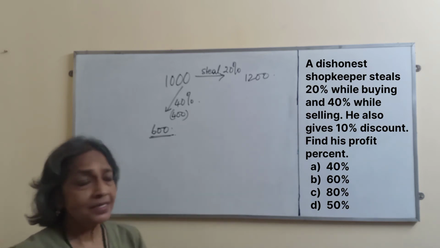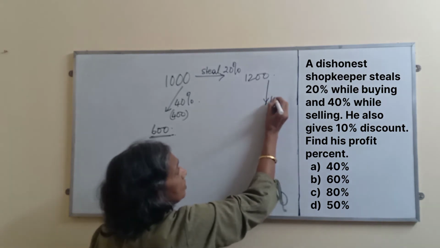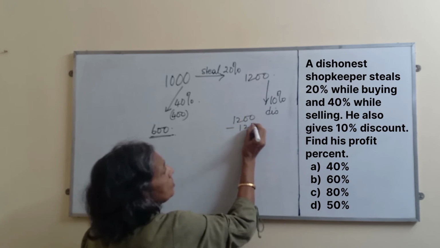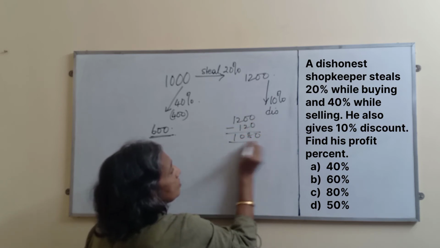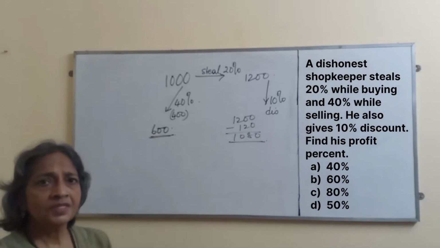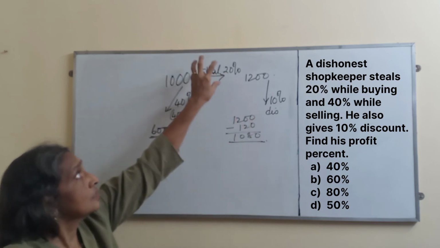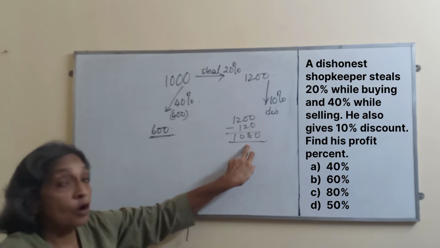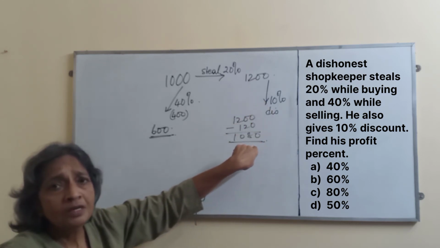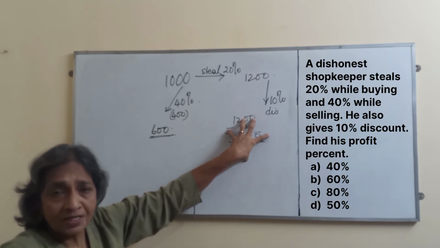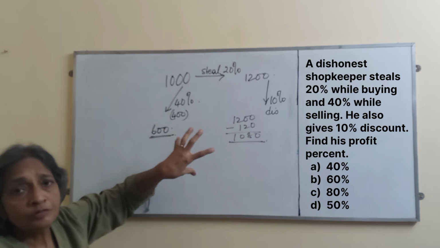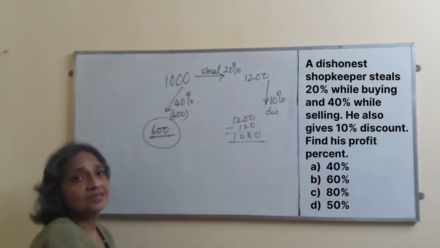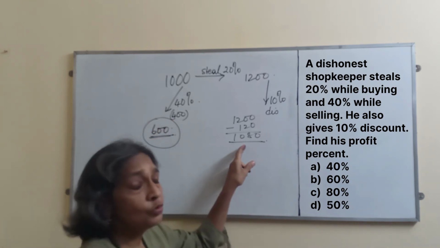He also gives you a 10% discount. Now the 10% discount will be on this. So 10% discount means this much less. Okay? Have a look at this. He steals 20%, means he has so much. On this he gives you a discount. He tells you that he's going to give you a 10% discount. So he's supposed to give you this much, 1080, but he steals 40%. That means he's giving you only 600 grams, whereas he's supposed to give you 1080.